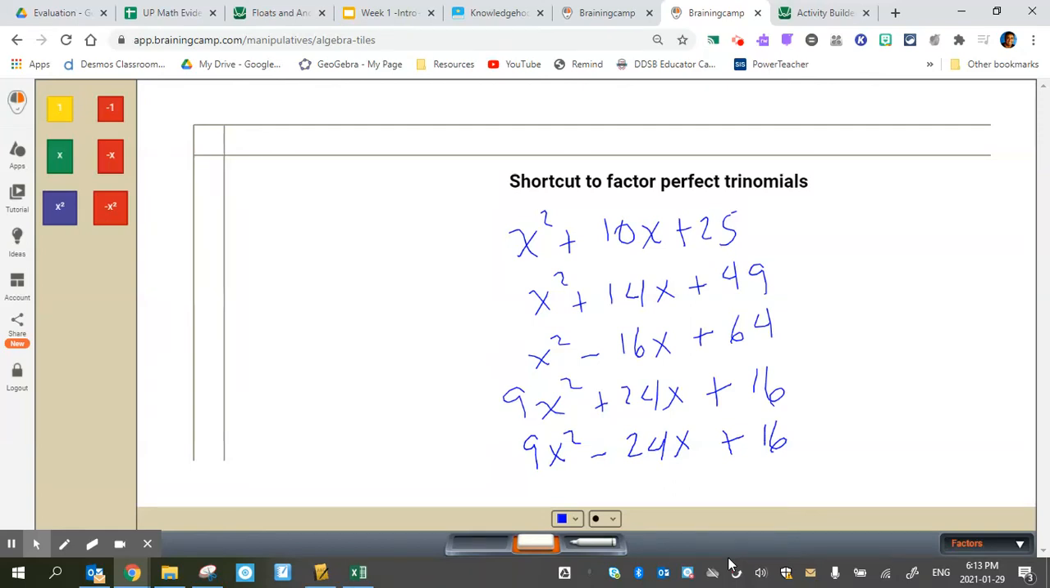Hello. The purpose of this video is to provide a very friendly way to factor perfect trinomials. And this is kind of a counterpart video of the shortcut we made to expanding binomials, to square binomials. So here is the key idea. We're going to begin just by factoring the first example like we did in our previous video. And so we would factor using an area model.